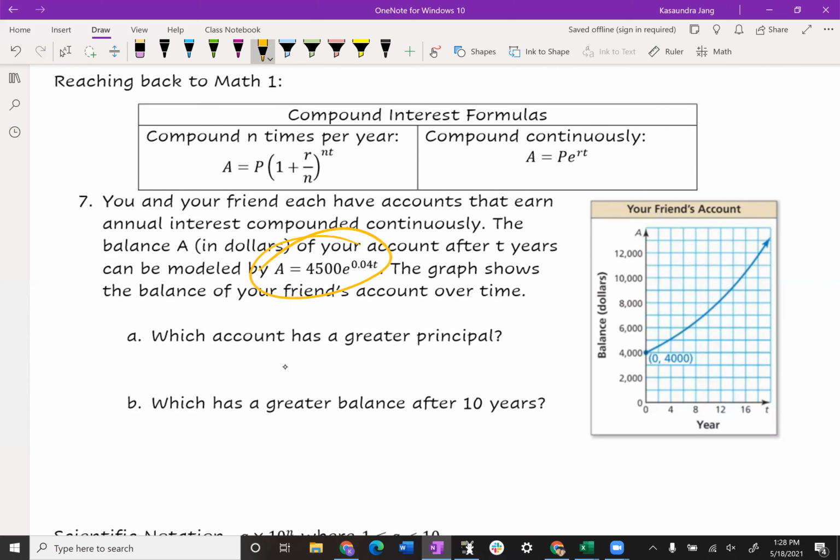The graph shows the balance of your friend's account over time. So you can kind of see a graph of this equation, which I'm thinking kind of looks like this format. It's kind of got some P, some principal initial amount. You've got the e in there. This other one didn't have an e, so I think that one's out. And then raised to the rt, so my r is the 0.04 and the t there. Okay, so the graph shows the balance of your friend's account over time. Which account has a greater principal?